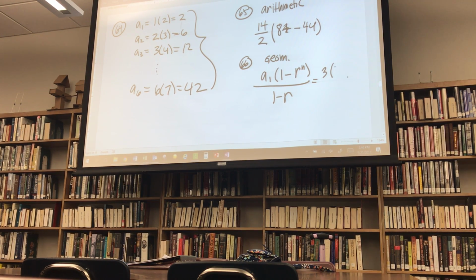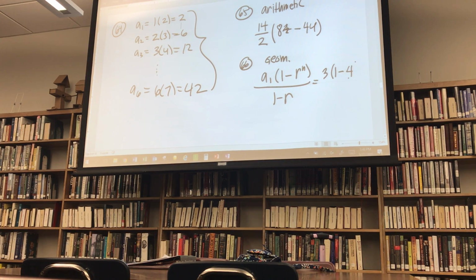3. And 1 minus, what's r? 4. And then what's the number of terms? 8 divided by 1 minus 4. Okay? So having it in summation form for geometric is actually easier than being given the numbers, right? And you plug that in. What happens to my n? 8. There it is. Yeah.